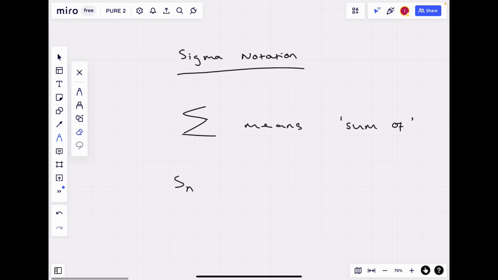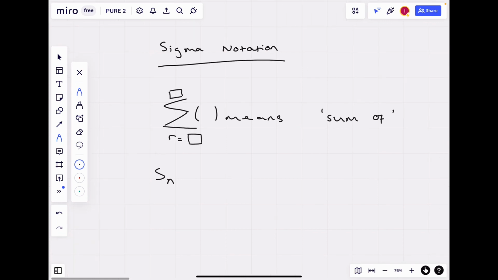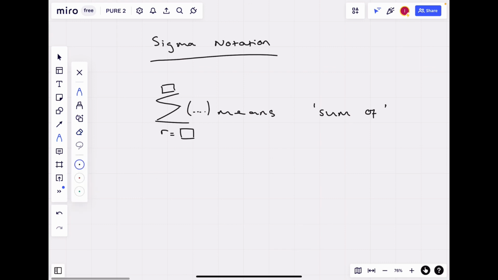However, the difference between Sn and sigma is that sigma has limits to it. So you're going to have a value here and you're going to have a value here. That's like the upper and lower limit. The way we write the lower limit is r equals and then something. And then the upper limit will be just the number. And then here, you're going to have whatever your function is. So, for example, let's say you had sigma r equals 1 and then the upper limit is 5 and your function is 2r minus 3. This will allow you to work out your series.